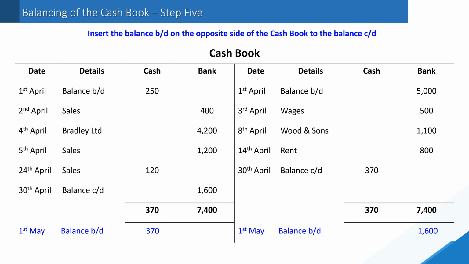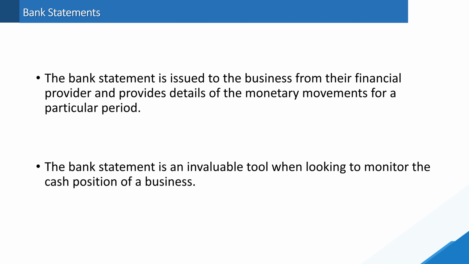So far in our presentation, we've focused our efforts on the cash book, the purpose of the cash book, entries into the cash book, and balancing that cash book off at the period end. The next step is to consider what the bank considers our balances to be, and this will be verified by looking at our bank statement. The bank statement is issued to the business from their financial provider, and will list information concerning monetary movements for a particular period. This can be done on a weekly, daily, or monthly basis, depending upon the demands of your business, and as previously stated, that will be dictated by the volume of transactions a business incurs.